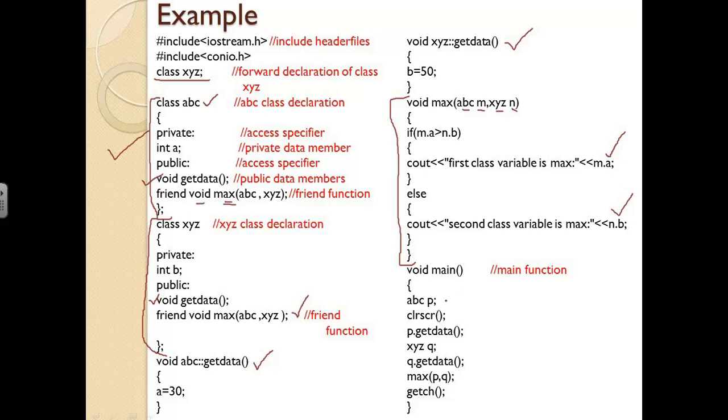Next we have the main program. Inside the main program, just like the previous examples, we are creating the object for the ABC class and we are calling the getDataMember function. Then an object for another class XYZ, and we are calling the getDataMember function. Then you see here we are calling the friend function, just like a normal function call.